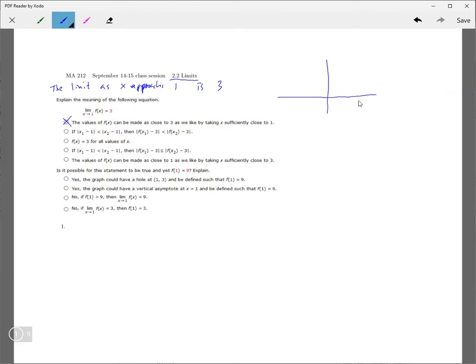So generally, let me take a look at the graph right here. So here's 1, and then 3 would be on the y-axis. Okay, so 1 would be on the x-axis, 3 would be on the y-axis. And as your function is coming along, as you come this way or you come this way, it's going to approach 3. Now the limit doesn't care what the value is when x is 1, or even if it exists. It's what's happening as you're approaching 1 that matters.